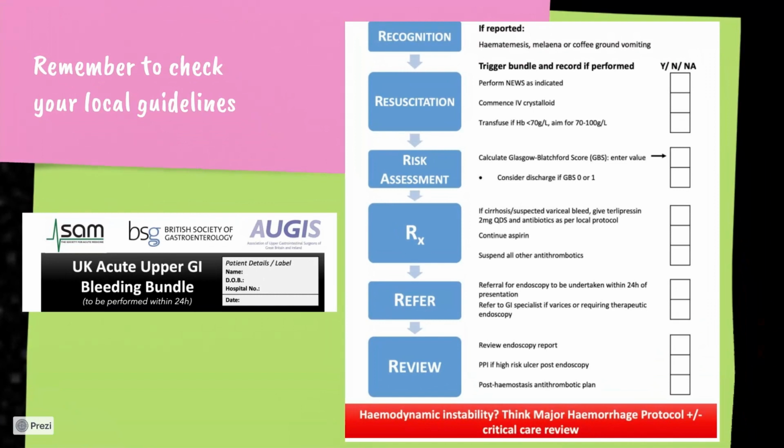Interestingly, from these guidelines, the British Society of Gastroenterology advise continuing aspirin in patients with an upper GI bleed. However, they do suggest to suspend all other antithrombotics such as warfarin, DOACs, or heparins.